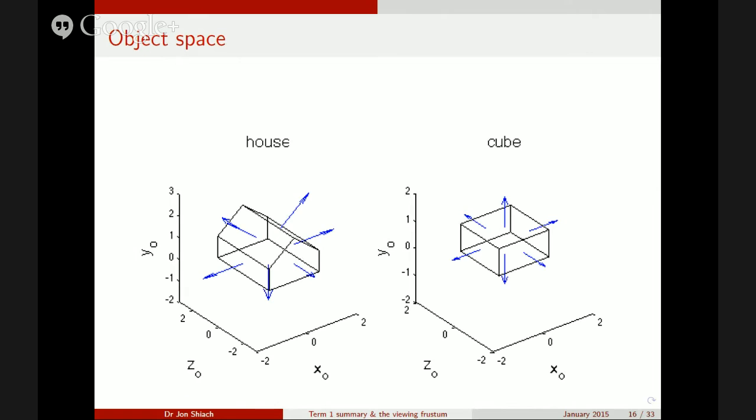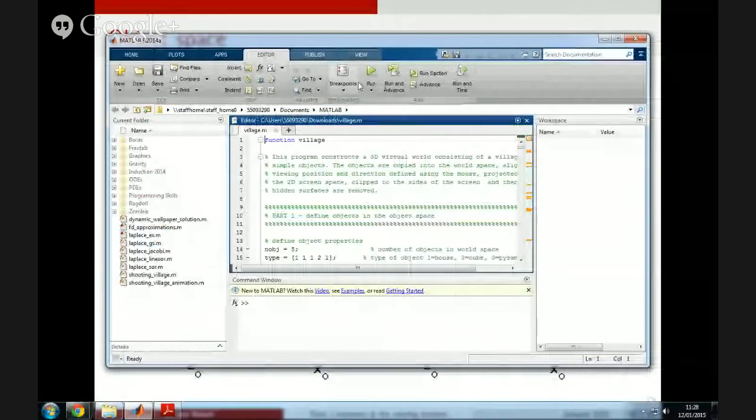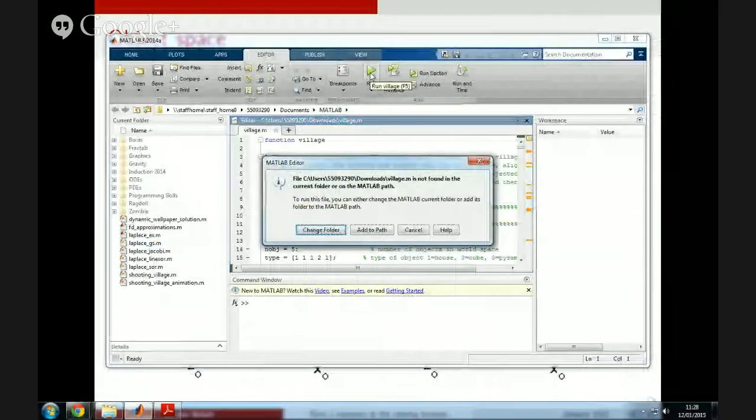Okay, and that's the object space. So this is similar to what you did in your assignments last term. I've made a house object. The only difference between this and what you did is I've also calculated the normal vectors and put them onto my object space.